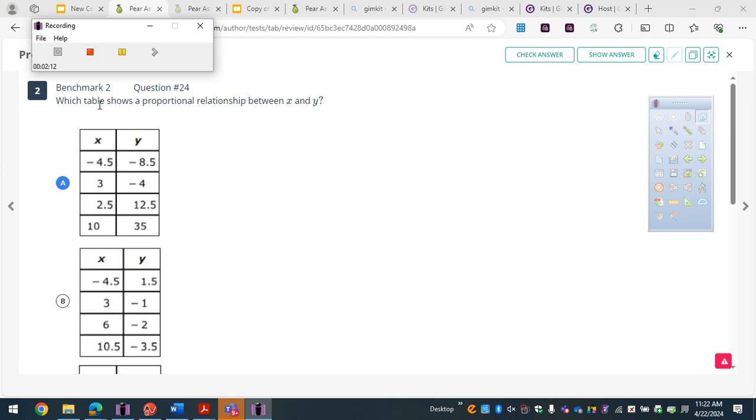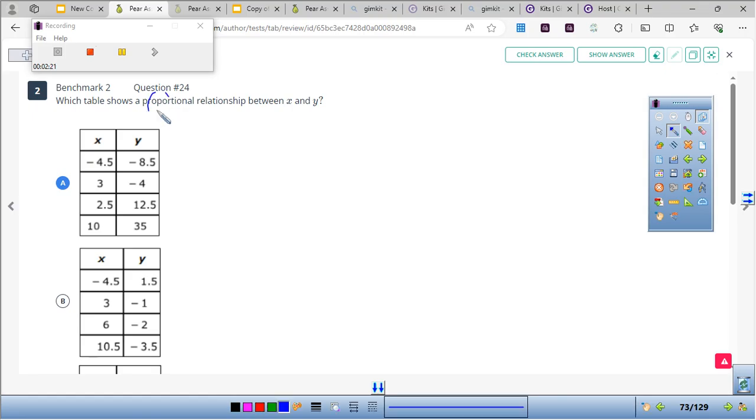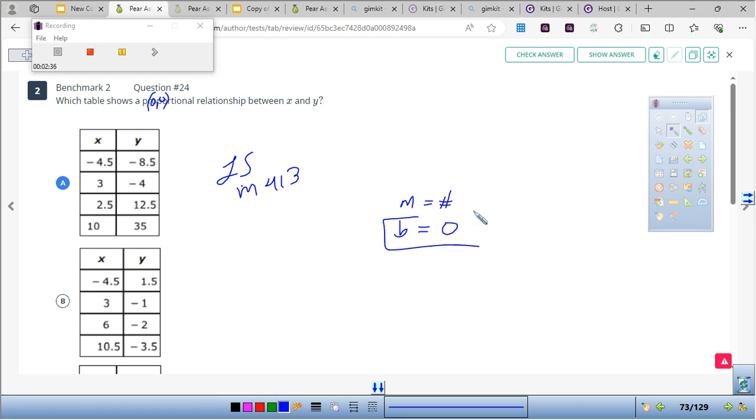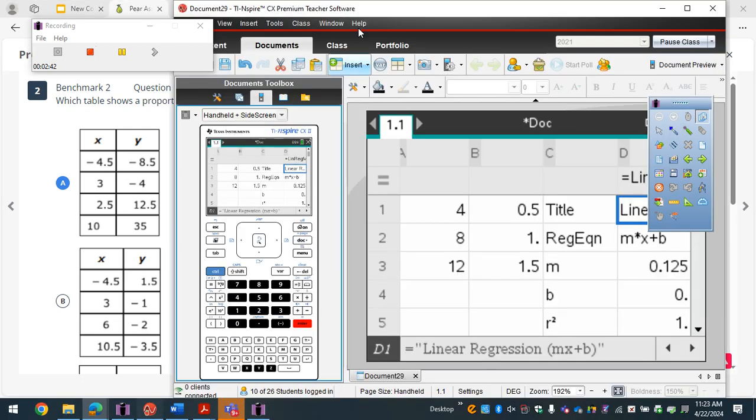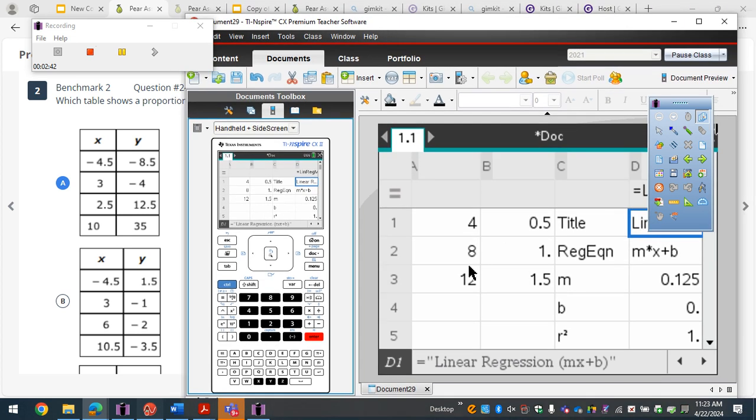Okay, so this is question 2. Which table shows a proportional relationship between X and Y? Proportional, again, it basically goes to the origin. And there's several things that happen when it goes to the origin. As far as us, all of these things mean lists and spreadsheets, right? So you're going to go to the menu, and then 413. We're going to get our M, whatever number it is, and we're going to get our B. But the B has to be 0. So I'm going to go down the line here and do the lists and spreadsheets and look for B to be 0. That's it. Very easy. So remember, proportional means that the B is equal to 0.